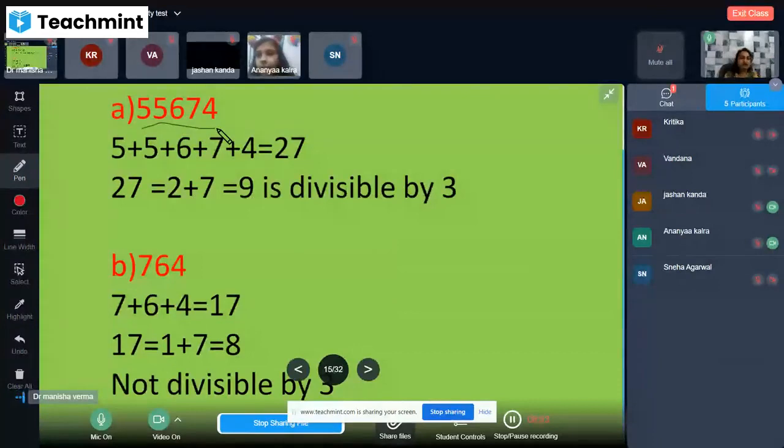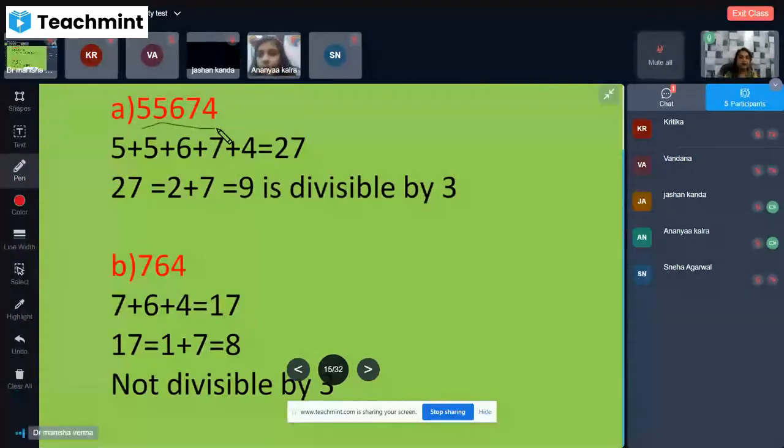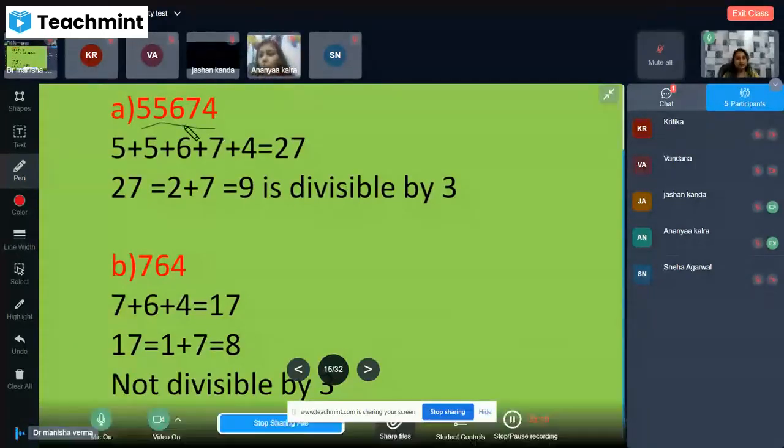For divisibility with 3 and 9, we need to add up the digits and the resultant should be either the number or a multiple of that. That means कि अगर आपको 3 का चेक करना है तो या तो वो 3 होना चाहिए ऐड करने के बाद या 3 के टेबल में आना चाहिए. अगर आपको डिविजिबिलिटी बाय 9 चेक करनी है तो या तो वो 9 होना चाहिए या 9 के टेबल में आना चाहिए. Am I clear? I hope.